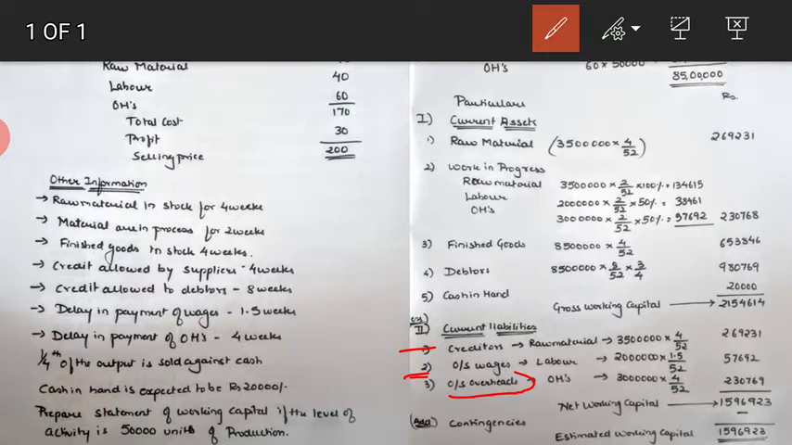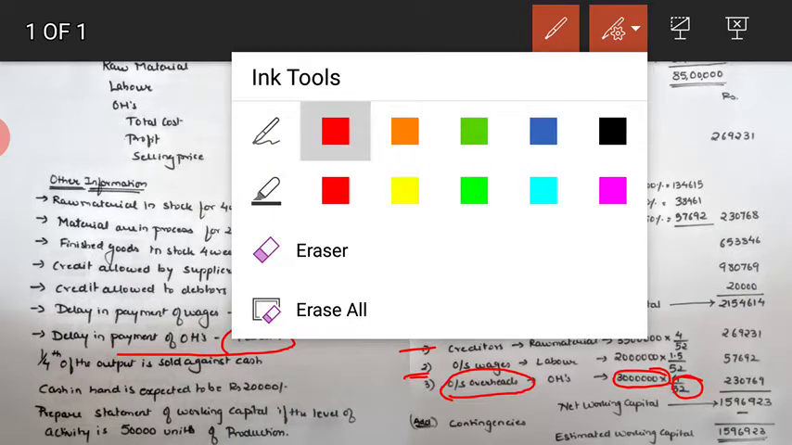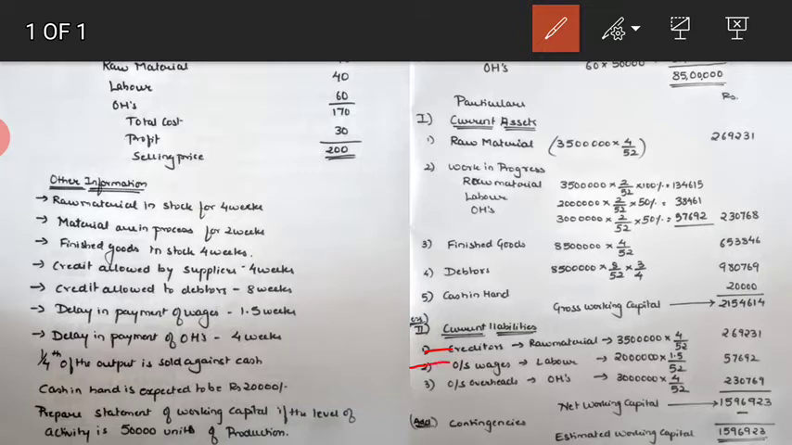Similarly, we have outstanding overheads. Now it clearly says it is overheads. So we have to consider only the overhead cost. Now what is the overhead cost? It is 30 lakhs. Total overhead cost is 30 lakhs into the delay in payment of overheads is 4 weeks. So 30 lakhs into 4 divided by 52 is 2,30,769. So this is how we calculate creditors, wages and overheads. I'll just repeat. Creditors are always calculated on the basis of raw material. Wages are calculated on the basis of labor, and overheads are calculated on the basis of overhead cost itself.